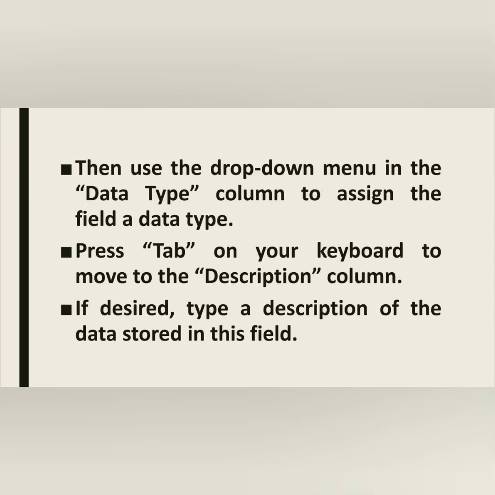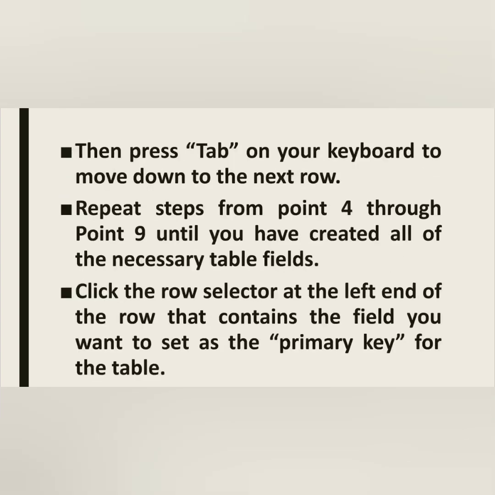Then use the drop down menu in the data type column to assign the field a data type. By default, the text data type will appear, and from the drop down menu, we can make changes to that data type. Then press Tab on your keyboard to move to the description column. If desired, type a description of the data stored in this field. If you don't want to write a description, we can also skip this. It's not mandatory to type in the description box always. Then press the Tab key on your keyboard to move down to the next row.